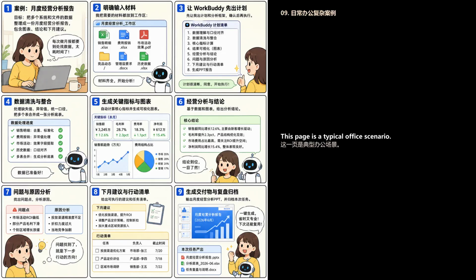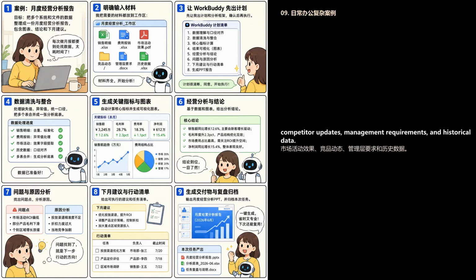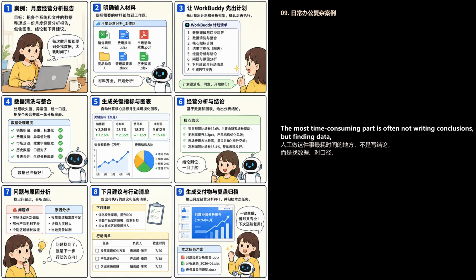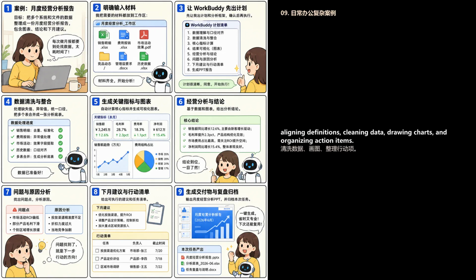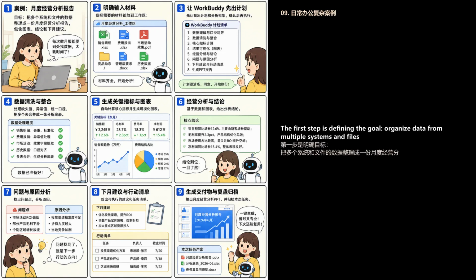This page is a typical office scenario. Many teams produce a business analysis report every month. The materials come from sales details, expense reports, marketing activity results, competitor updates, management requirements, and historical data. The most time-consuming part is often not writing conclusions but finding data, aligning definitions, cleaning data, drawing charts, and organizing action items. The first step is defining the goal.